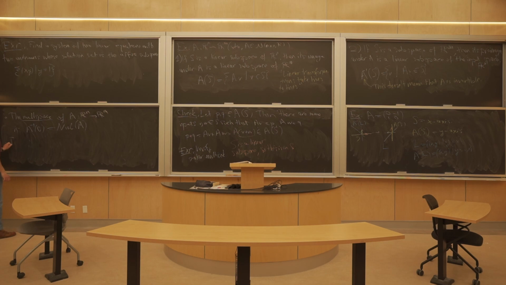And the column space of A is the image of everything, is A of Rn. And this too is very important, and that's why it has its own notation. And we're going to call this col of A.